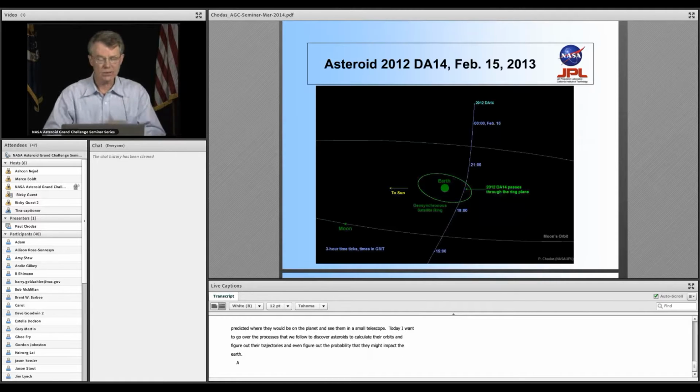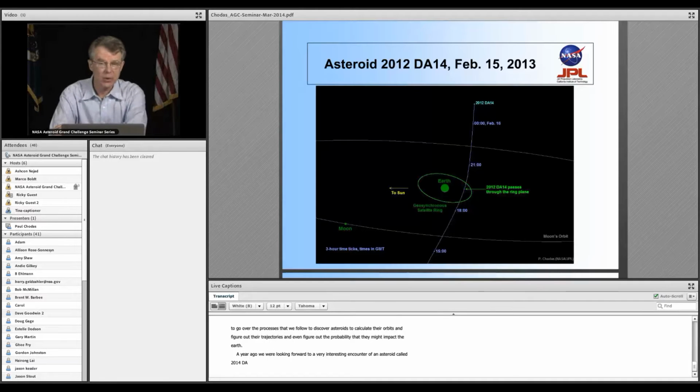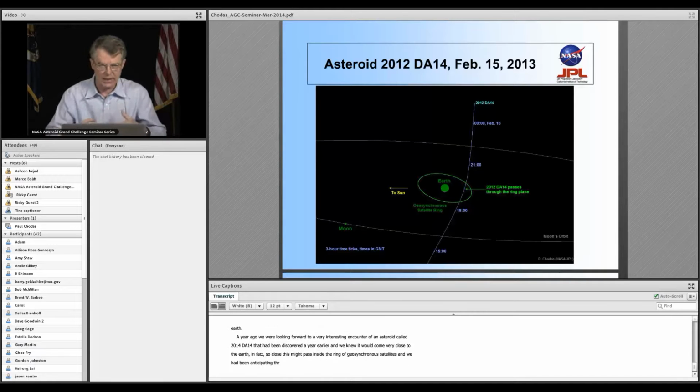A year ago, we were looking forward to a very interesting encounter of an asteroid called 2012 DA14 that had been discovered a year earlier. And we knew it would come very close to the Earth. In fact, so close that it might pass inside the ring of geosynchronous satellites. And we had been anticipating this for a long time and tracking it, and we knew that it wouldn't hit the Earth.